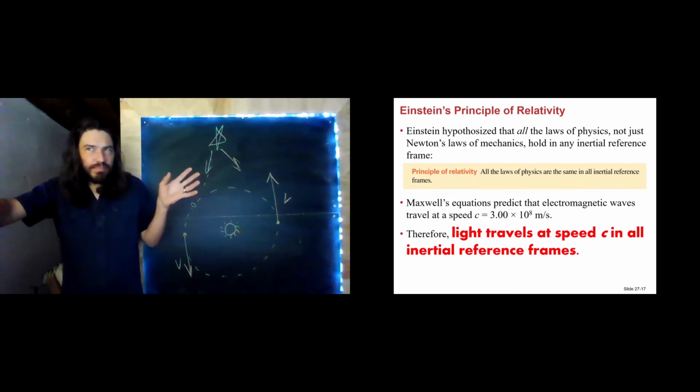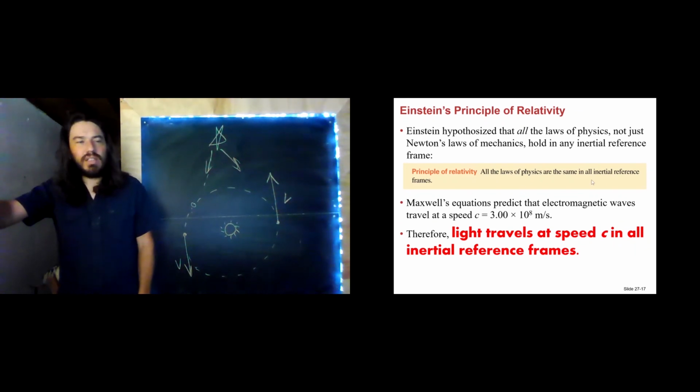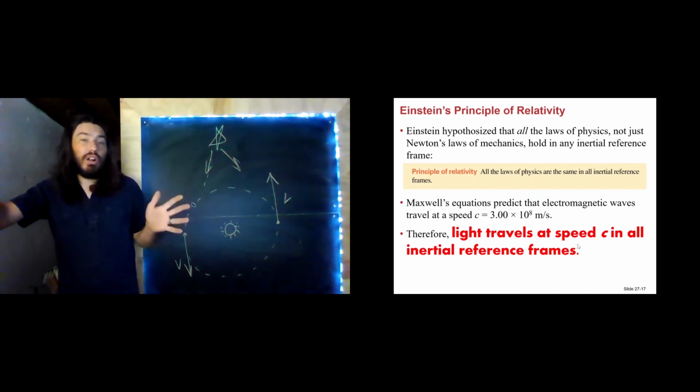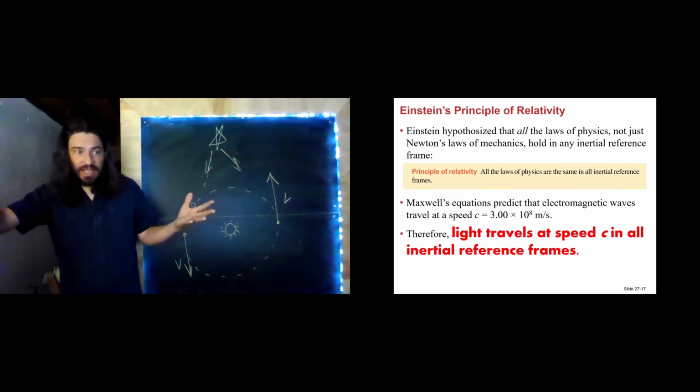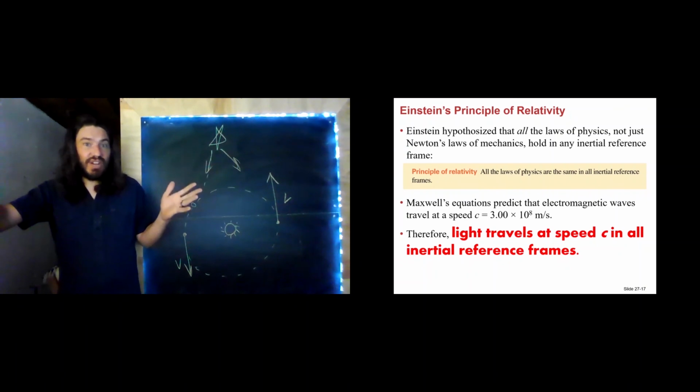And it might seem straightforward. We're going to see that it has some surprising conclusions. All the laws of physics are the same in all inertial reference frames, which means that if Maxwell's equations predict this value, 3 times 10 to the 8th meters per second, for the speed of light in the ether, then light should travel at that speed in all inertial reference frames, and we don't even need the ether. We can just get rid of this idea of the ether. This is just how fast light travels, according to all observers.